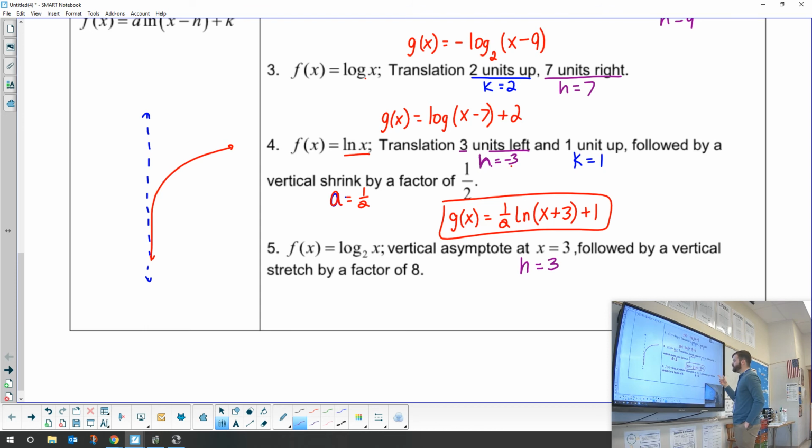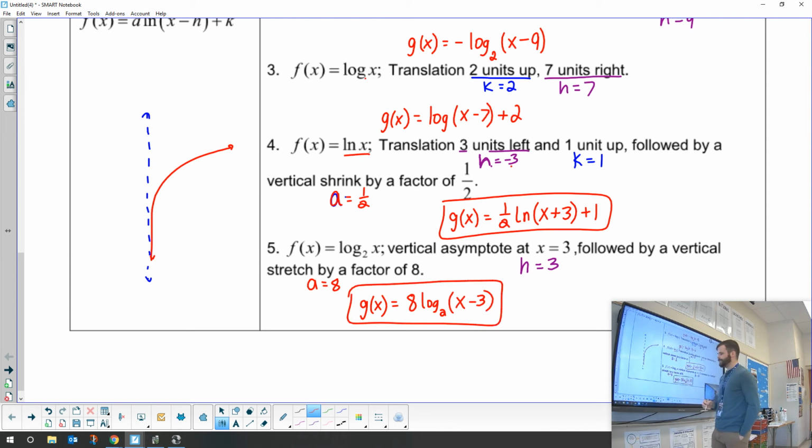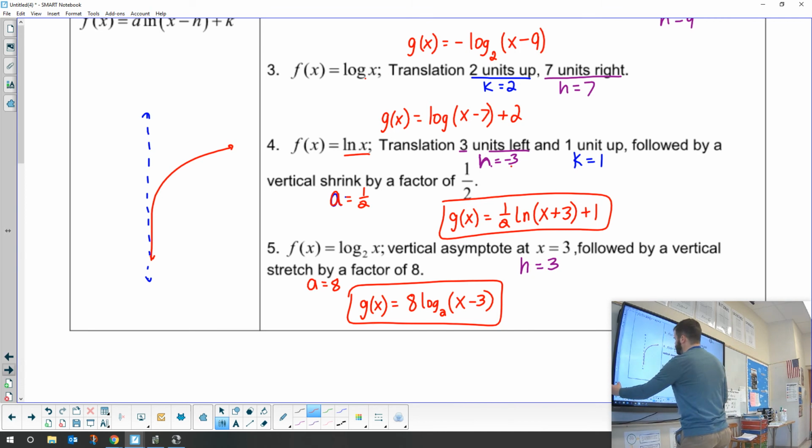All right, then it's followed by a vertical stretch by a factor of 8. So we have an h of 3, a vertical stretch by a factor of 8. That just means that my A is 8, because remember, stretch, compress, those are all A words. And so we can just write our equation here. We're just going to go G of x equals my A, which is 8, times log base 2 of x minus my h, which is 3. Okay? All right, let's do 2 more of these on the second page here.